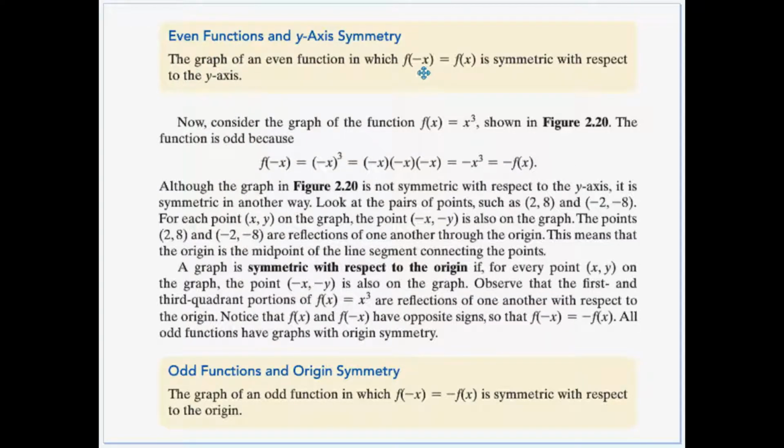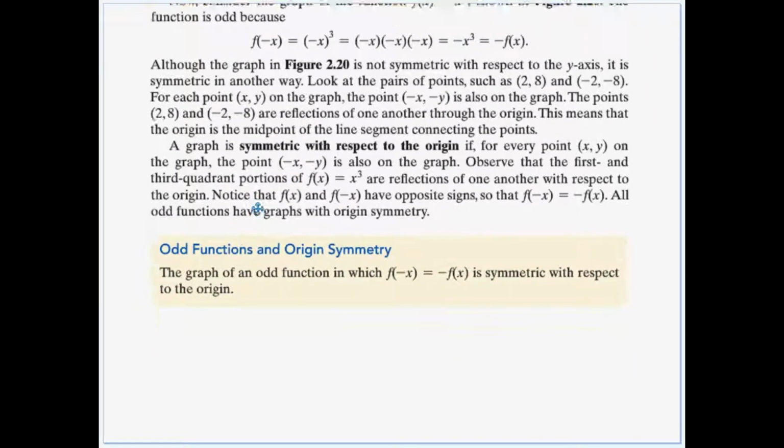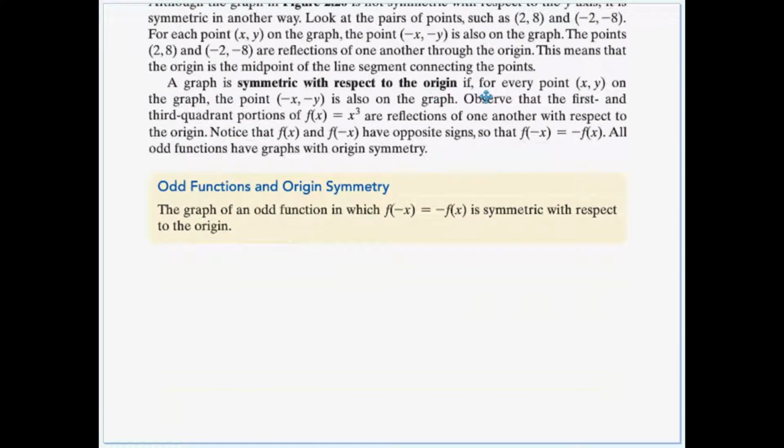The graph of an even function, where f of negative x is the same as f of x, is symmetric with respect to the y-axis, like we just saw on that last slide. A graph is symmetric with respect to the origin if for any point (x, y) on the graph, (negative x, negative y) is also on the graph. Both signs changed. Observe that the first and third quadrant portions of x cubed are reflections of one another with respect to the origin.